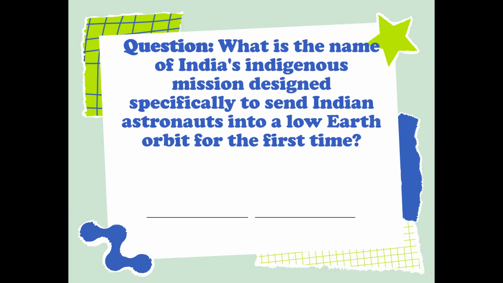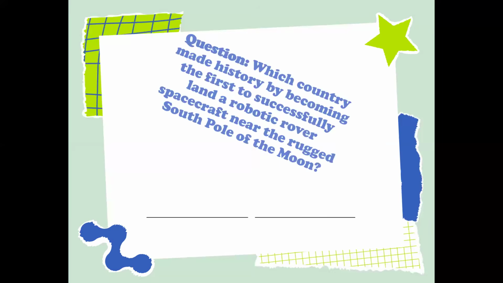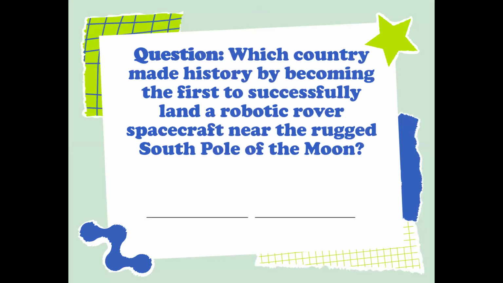What is the name of India's indigenous mission designed specifically to send Indian astronauts into low Earth orbit for the first time? Gaganyaan. The answer is Gaganyaan. Next, which country made history by becoming the first to successfully land a robotic rover spacecraft near the rugged south pole of the Moon?